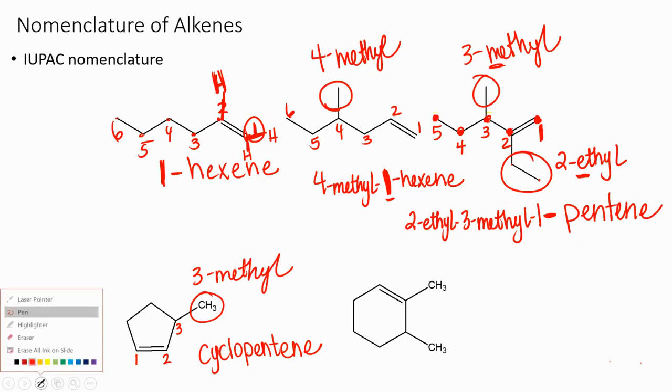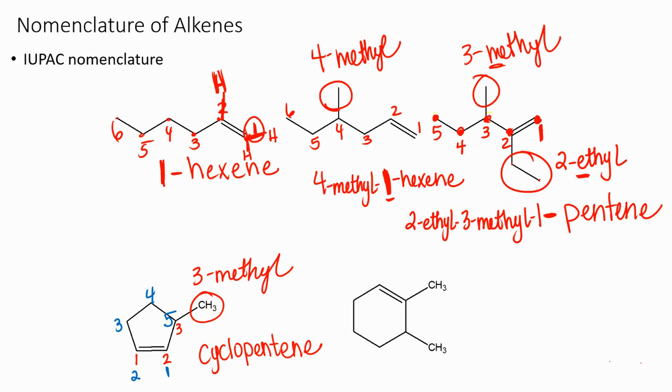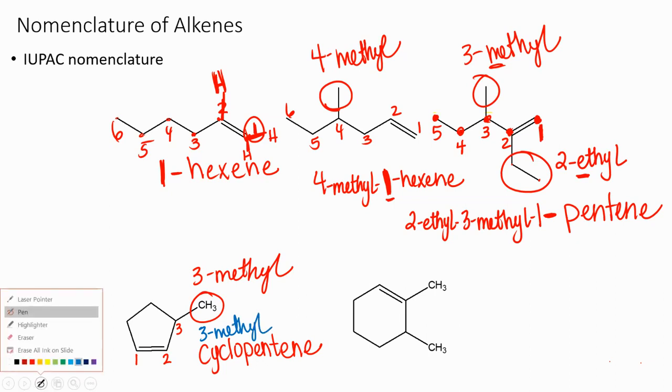Now, we might want to try naming the other way, especially since this is our first cycloalkene. We'll try here. 1, 2, 3, 4, 5. Well, we'd have a 5-methyl if we went with the blue numbering. So we're going to want to avoid the blue numbering. Stick with the red. And stick with our 3-methyl. So we've just got 3-methylcyclopentene.